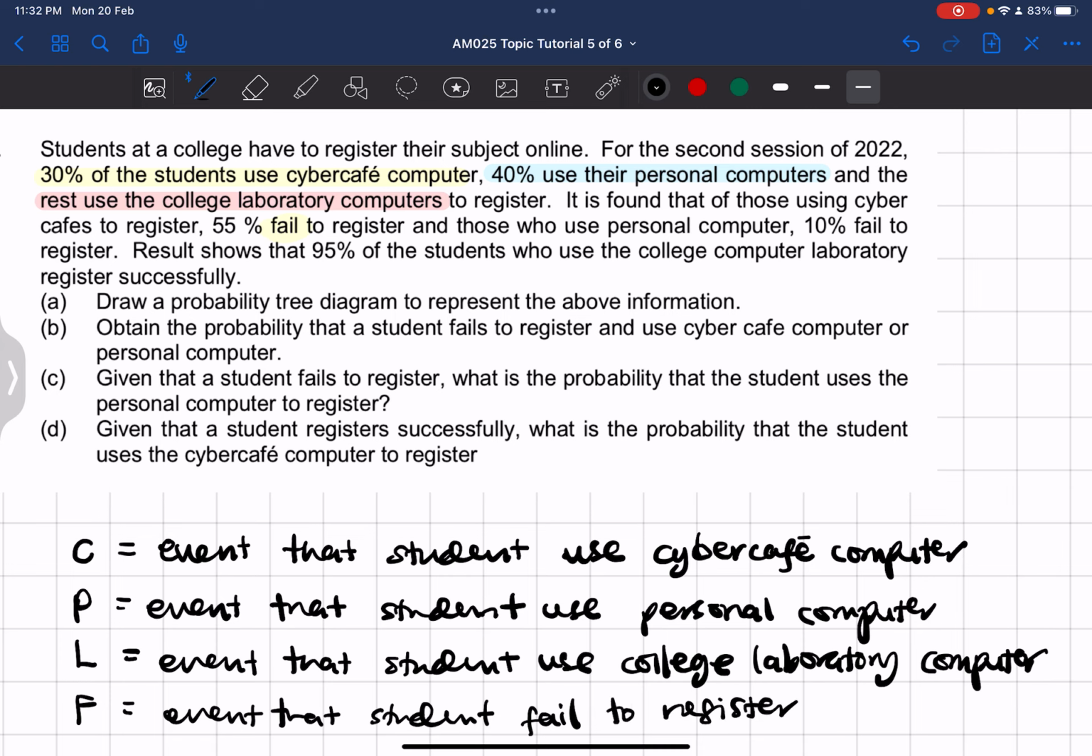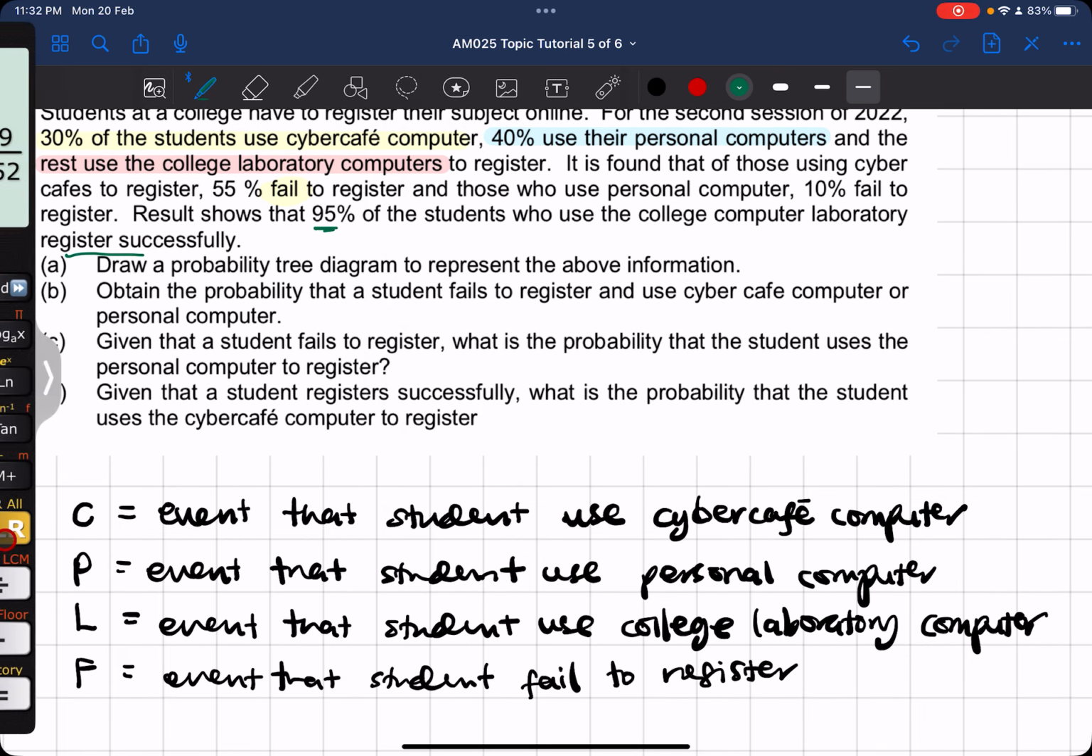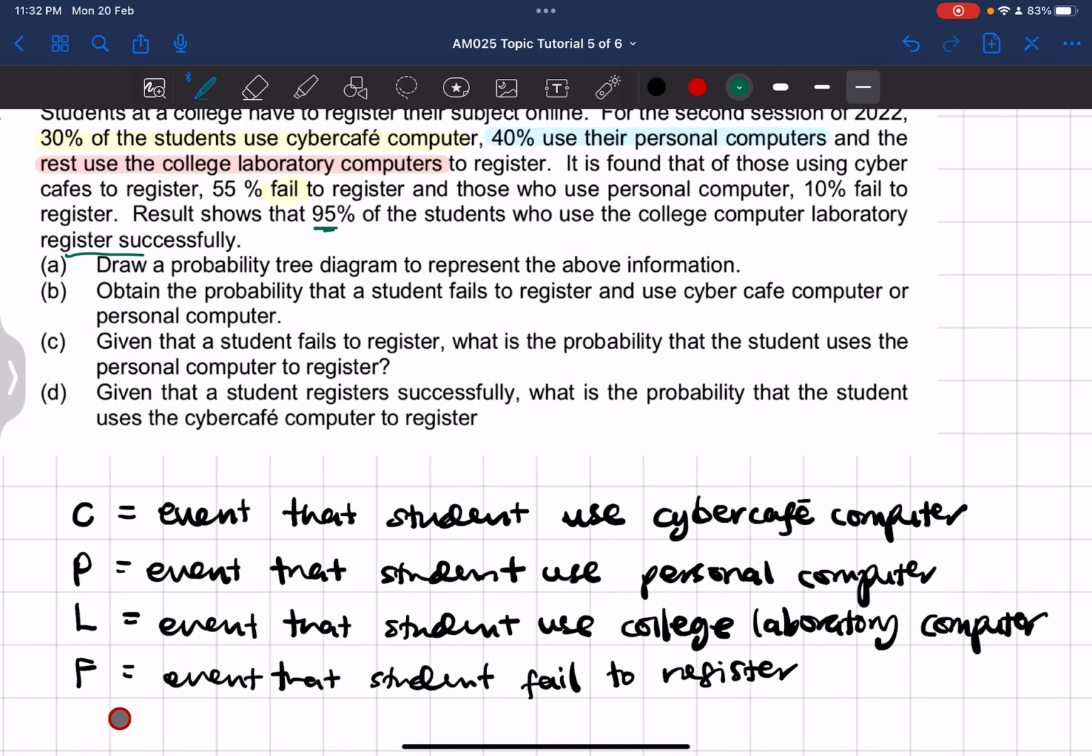So we have another one. If you can see here, actually, results show 95% of the students who use the college computer laboratory register successfully. So it is actually the complement of F. So we're not going to denote again. If we write F prime or F bar, it means the complement of F, which is the event that a student registers successfully. So we're enough with 4 events only. Now let's answer the first question: draw a probability tree diagram.